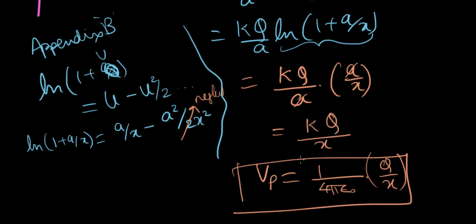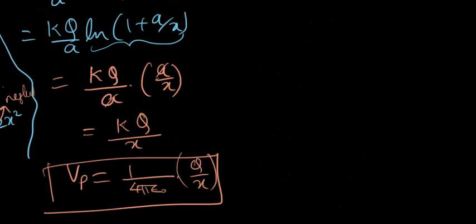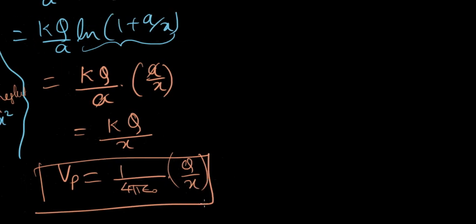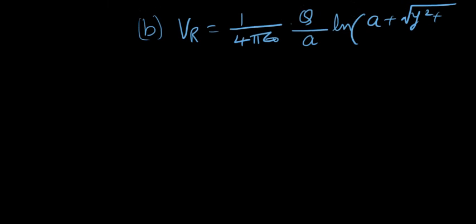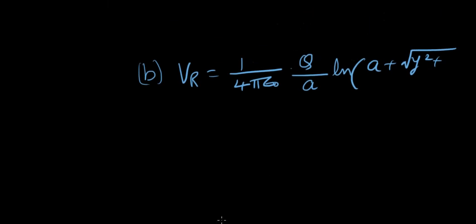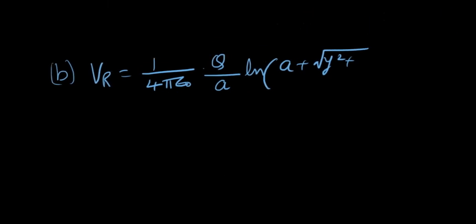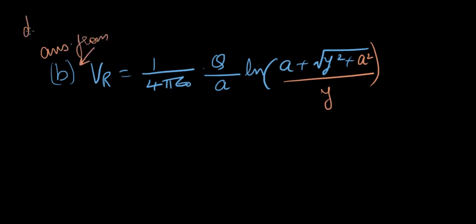Now that we've done this part, let's go to part D. This is the answer of part C. So let's go to part D. I've written the question down here. Here it is. Oh wow, I think I missed a few terms here. It's a squared over y. This is the answer we got from part B, but this is part D we're solving.